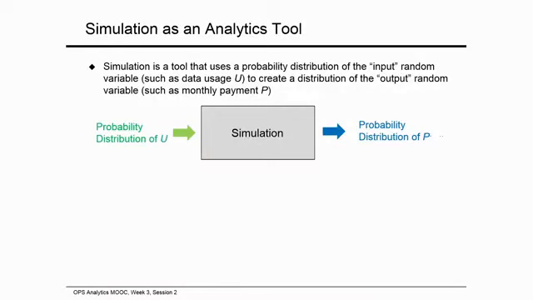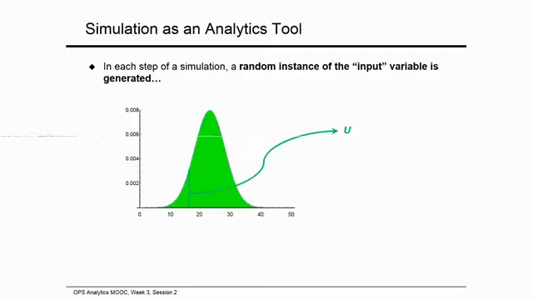In simulation, we'll call random factors like data usage random inputs, and outcomes whose distribution we'd like to obtain random outputs. Here's how simulation works. In each simulation step, we generate a random instance of the input quantity, like data usage U. In other words, we know the distribution of this random input, in our case it is normal with mean 23 and standard deviation of 5 gigabytes, and we will instruct Excel or any other simulation tool we use to pull one value from that distribution.